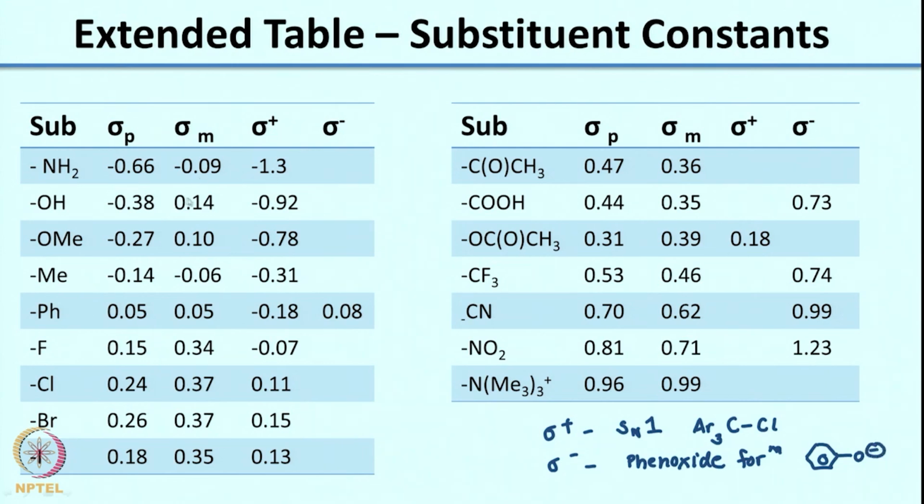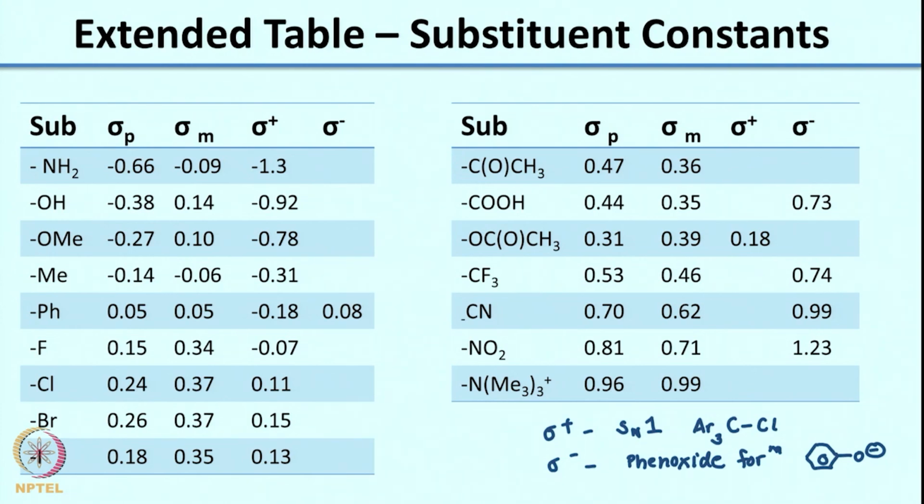Now, if you think of an electron releasing substituent, let us look at a highly electron releasing substituent which is NH2. When you have NH2, it will highly stabilize the reaction which is your SN1 reaction. So what you would see here is when you have NH2, the magnitude is much higher. So sigma p for benzoic acid was 0.66, whereas for the new scale, which is the sigma plus scale, the value goes up to 1.3.